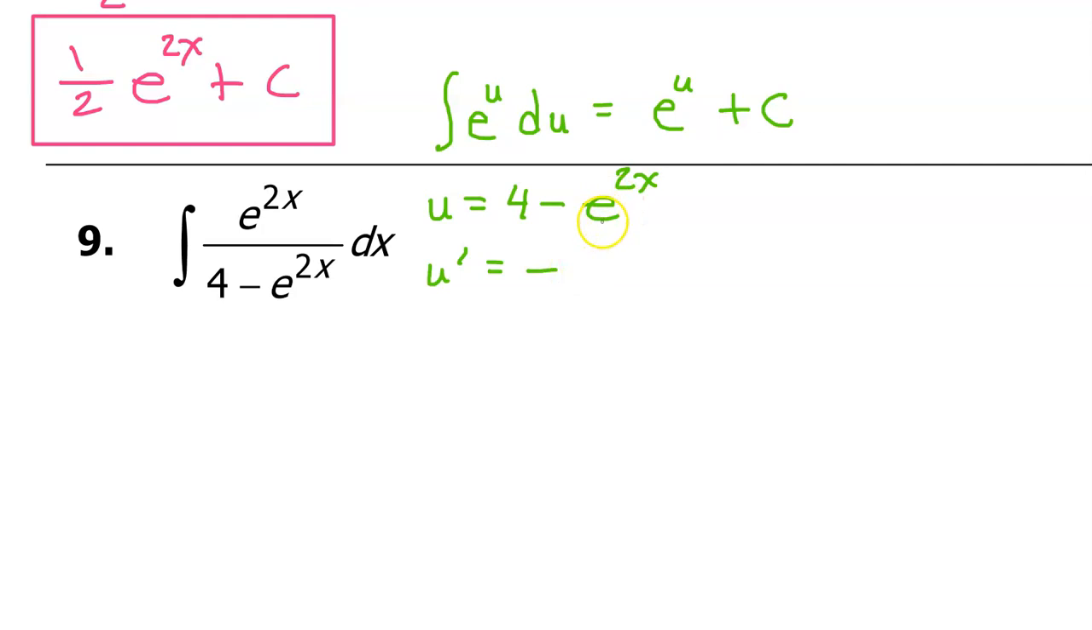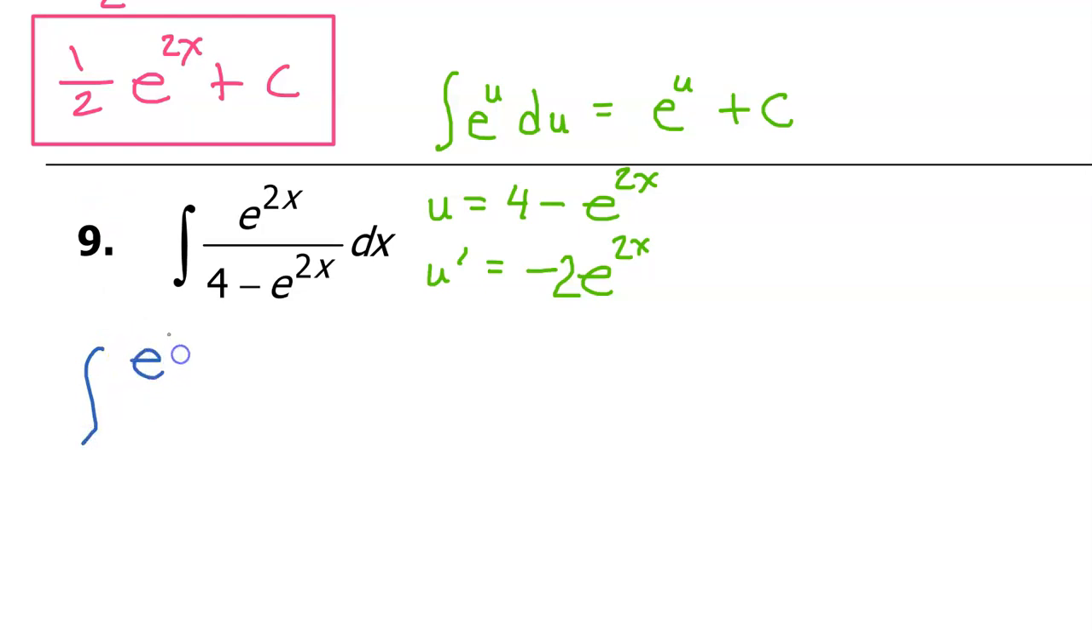That means that u prime will equal, I'm going to just leave the negative sign here. The derivative of e to the 2x is e to the 2x, but you have to do the chain rule and multiply by the derivative of the inner function. So we have to multiply by 2, which I will actually put in the front. So u prime is negative 2 e to the 2x power. Let's go ahead and make the substitution.